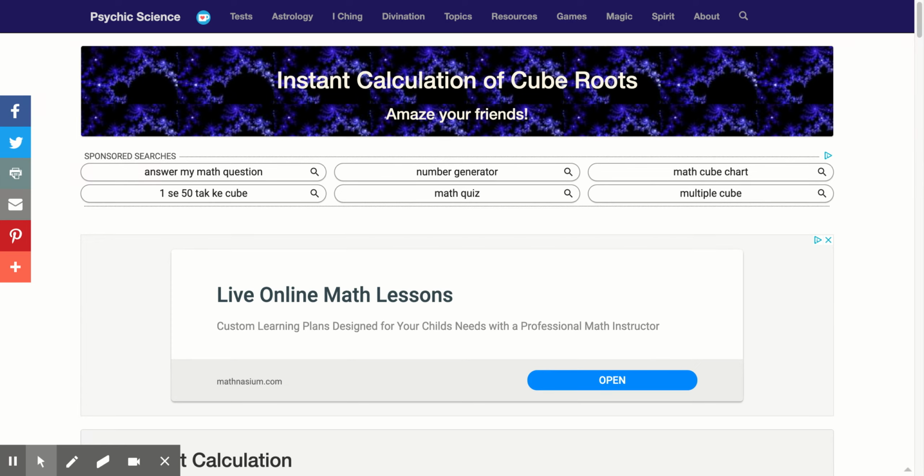Okay, so you would be able to break it down into prime factors or factors, except now we're looking at cube roots. So instead of finding pairs of prime factors, we're going to be looking for triplets of prime factors.